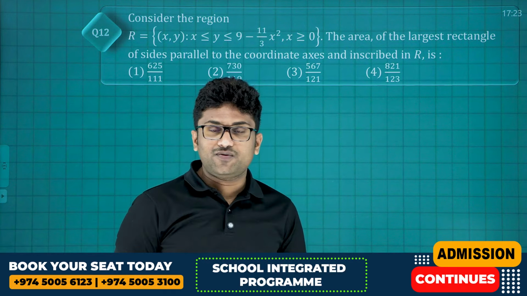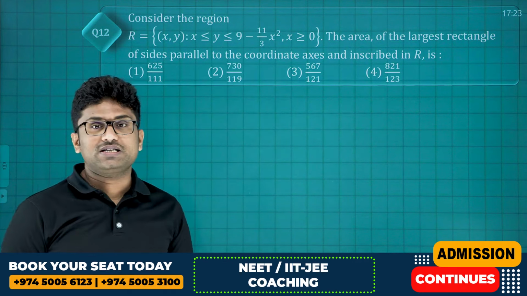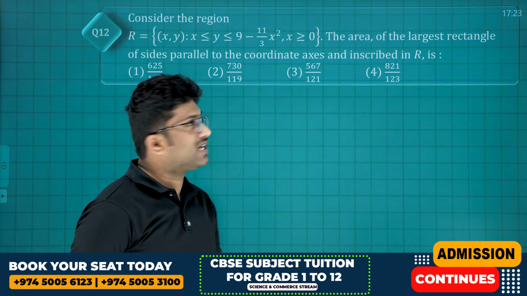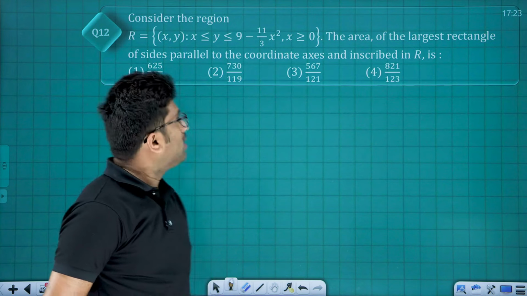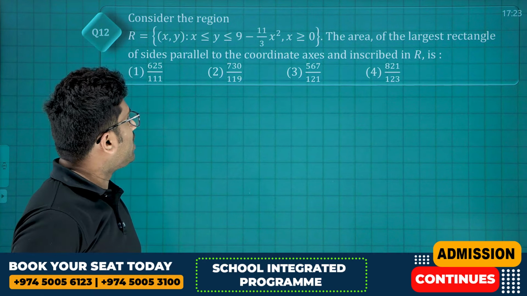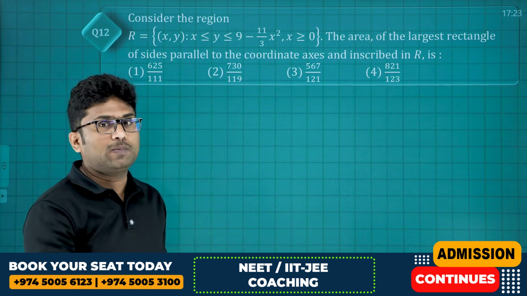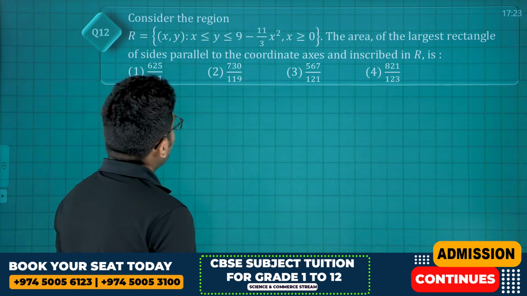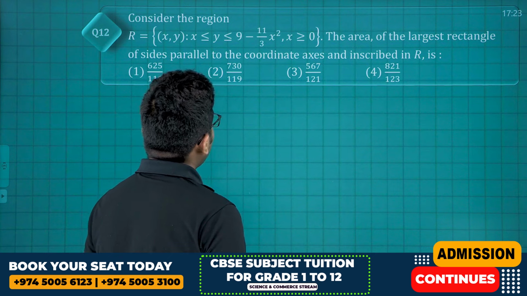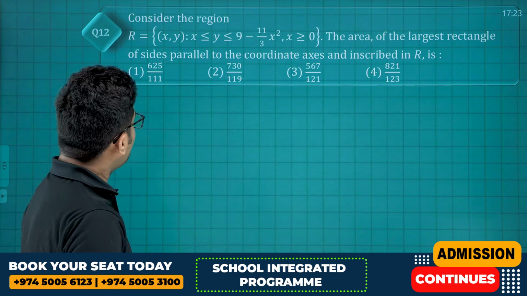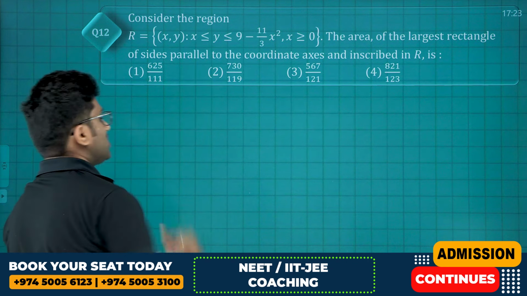This is something which is different, but is actually easy if you understand what the graph is, what the curve given there is. y equals 9 minus 11 by 3 x square is a parabola, which is a downward parabola. And y equals x is anyhow a straight line.